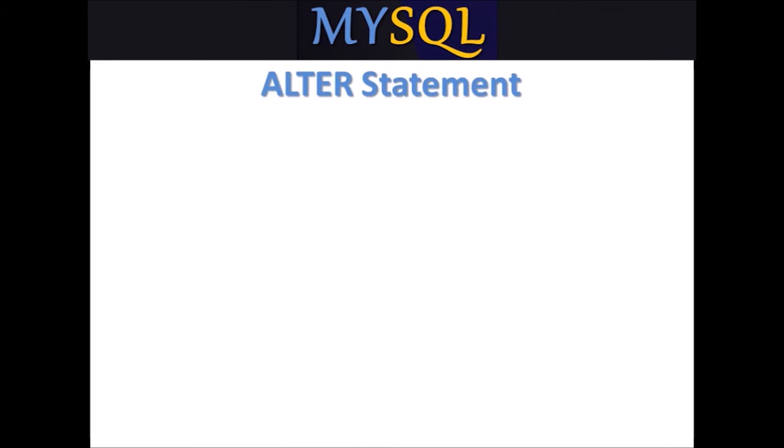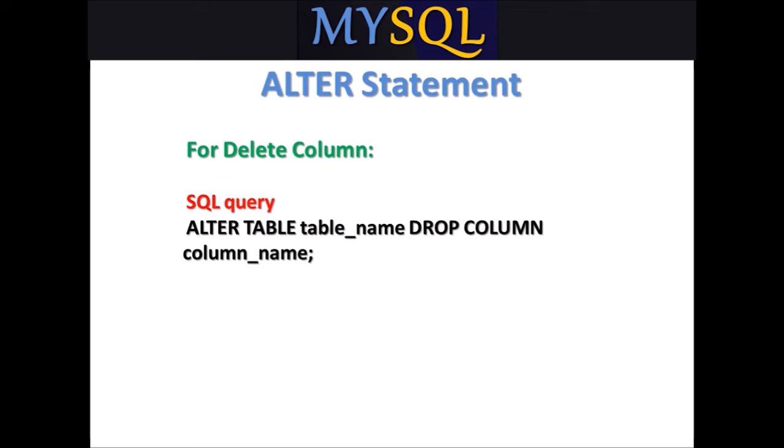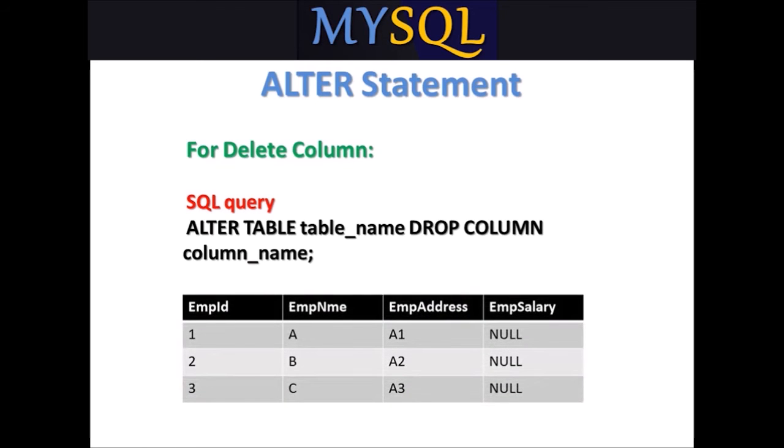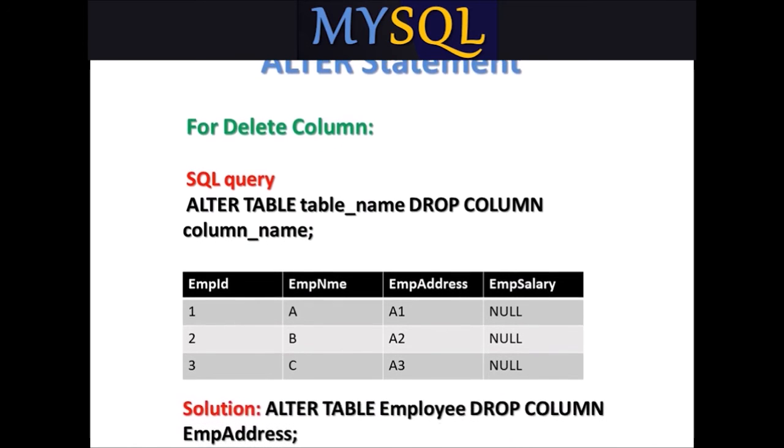You can also delete unnecessary columns from the table. To do that you have to write the below query: alter table, table name, drop column, column name. From the previous table, if you want to delete the column EMP address, then the query will be like below.